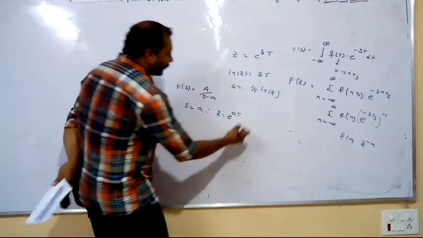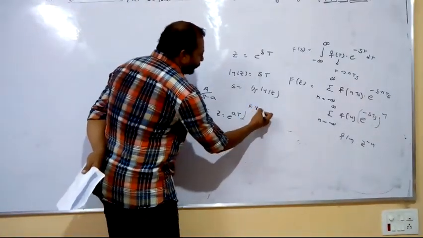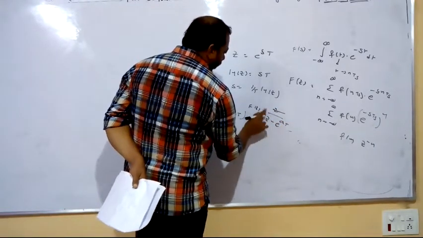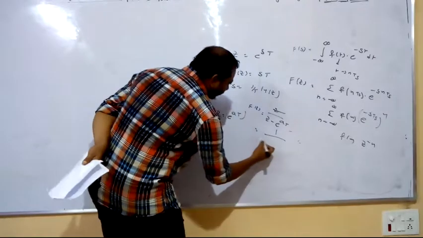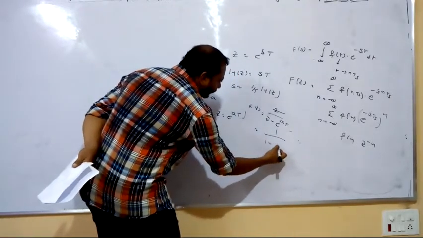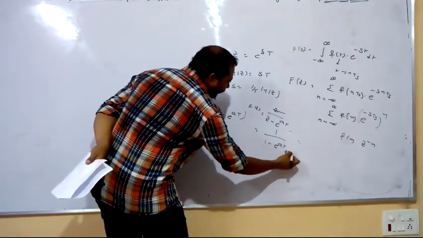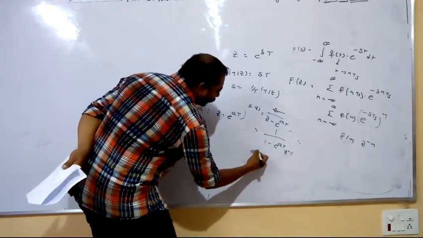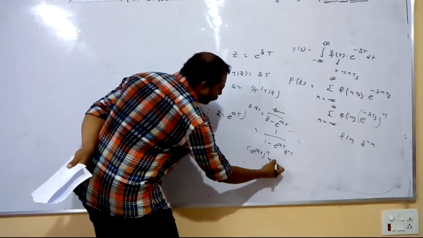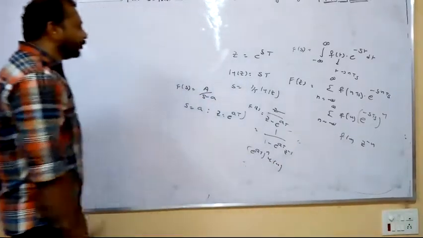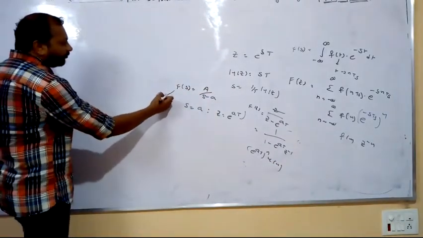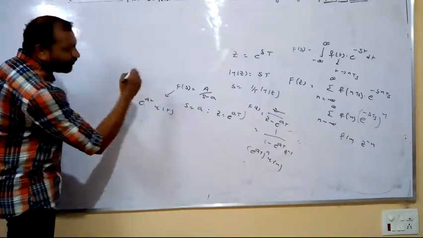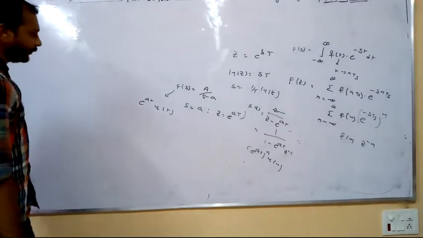And the corresponding expression in z, F of z, is simply z divided by z minus e to the power aT. We already did one problem. This can be represented as 1 by 1 minus e to the power aT z inverse. So by taking the inverse transform, this is (e to the power aT) whole to the power n into u of n. Now consider the inverse Laplace transform of this one. This is equal to e to the power at into u of t.